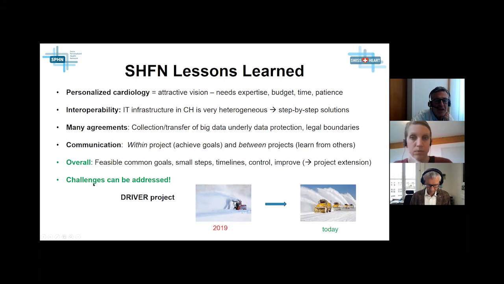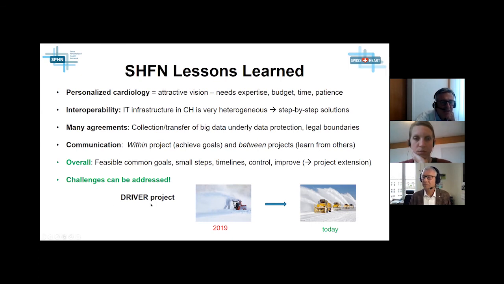Communication within the project to achieve the common goals is an issue, and between the different projects as well. We evidently have to learn from others. But overall, we think these are feasible common goals if you go by small steps, stick to timelines, control and improve. And that's why we ask for a project extension and are happy that the SPHN approved that one. All the challenges can be addressed.